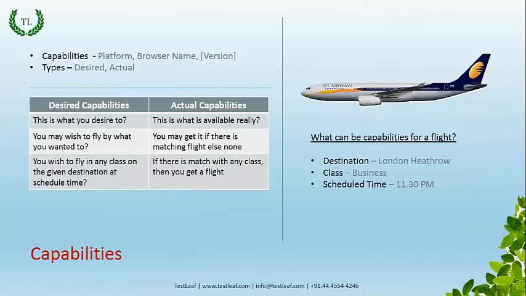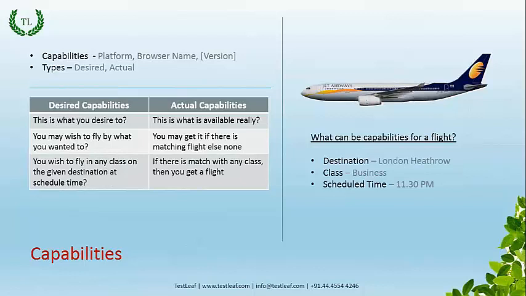Okay, business class. I like to travel by business class. What time, sir? It's 11:30 p.m. Okay, so that is what you wish to do. Those are called desired capabilities. I wanted to travel for a business purpose to London Heathrow, in business class, on a flight at 11:30 p.m. today. Right?